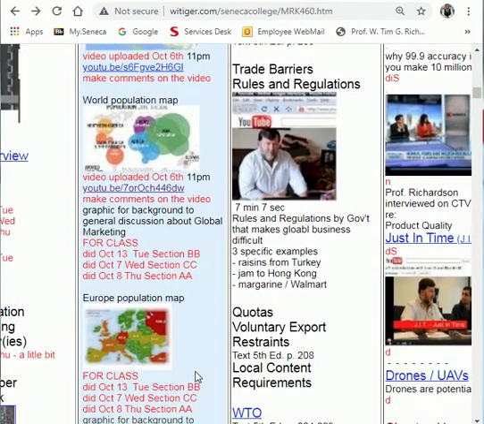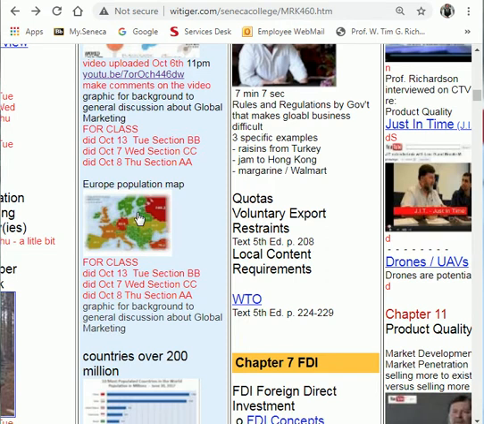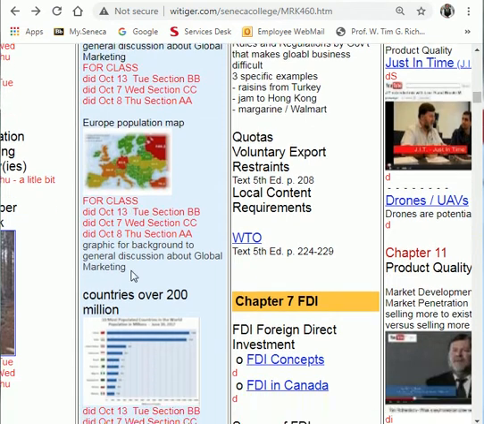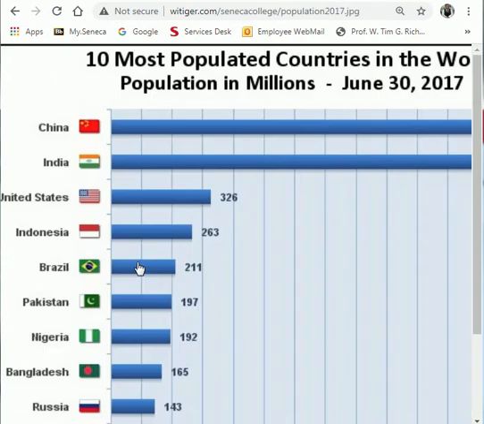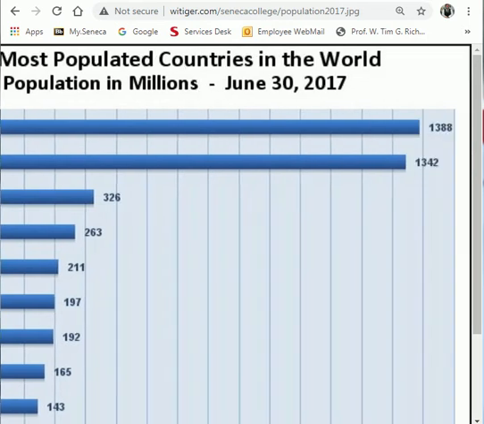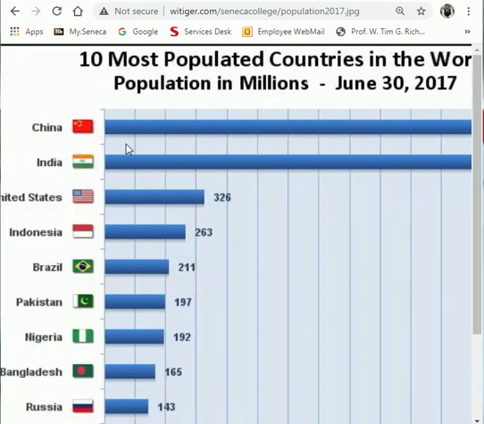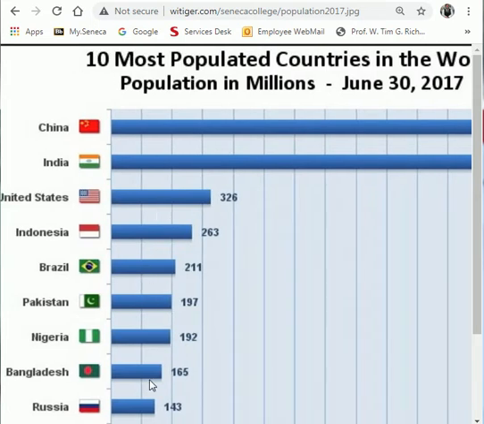Then we started talking about, I didn't mention the Europe population map in class for Tuesday, but I did talk about it in Wednesday and Thursday class. This also is a very quick little discussion here about the most populated countries in the world, the 3 big ones: China, India, United States. And then you've got all these ones here, which are large population, but they also have a large rural population, like in Pakistan and Nigeria and Brazil, and also a large population of lower income people, like it is in Bangladesh as well, which affects their ability to buy and import products.